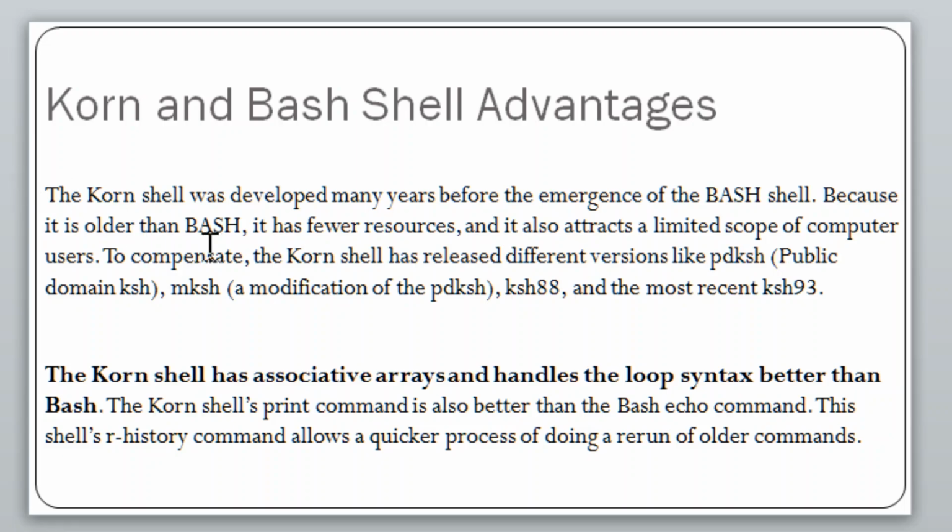So the Korn shell was developed many years before the emergence of the bash shell. Because it is older than bash, it has fewer resources, and it also attracts a limited scope of computer users. So to compensate, the Korn shell has released different versions like PDK shell, which is public domain K shell, and MK shell, which is a modification of the PDK shell. There's also K shell 88 and the most recent K shell 93. The Korn shell has associative arrays and handles the loop syntax better than the bash shell does. The Korn shell's print command is also better than the bash echo command. The shell's r history command allows a quicker process of rerunning older commands.